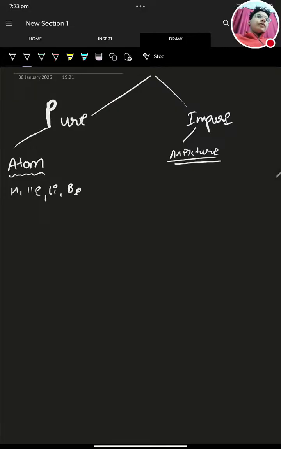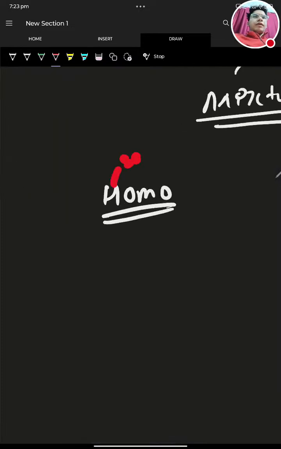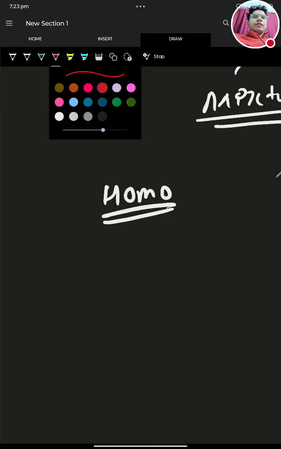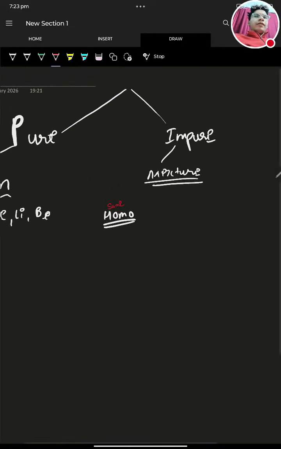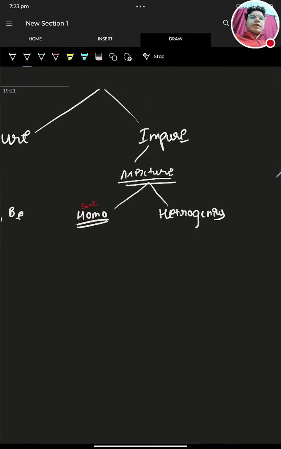So if you don't know how to differentiate homogeneous and heterogeneous, just remember that homo always means same, and hetero means different. So homogeneous mixtures are of the same viscosity or can be mixed together.